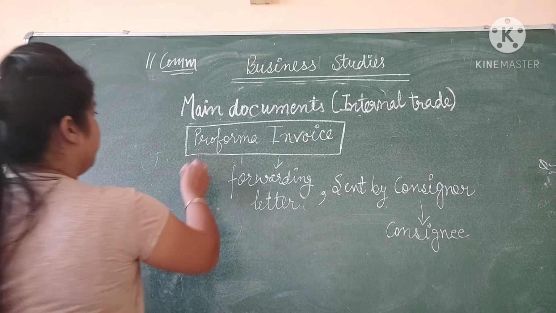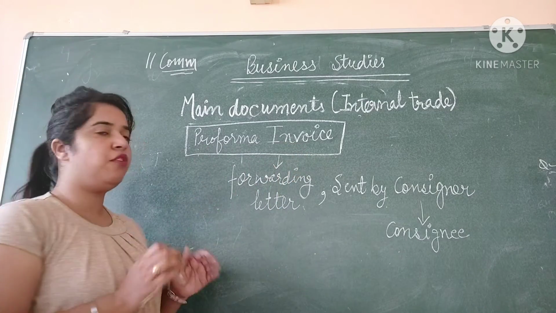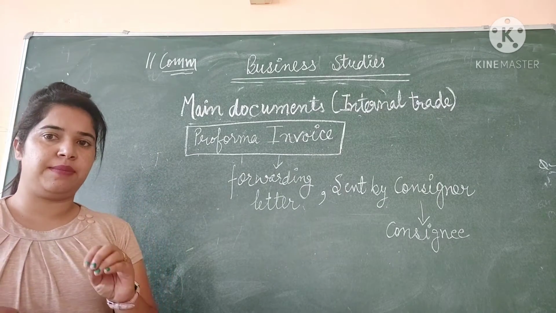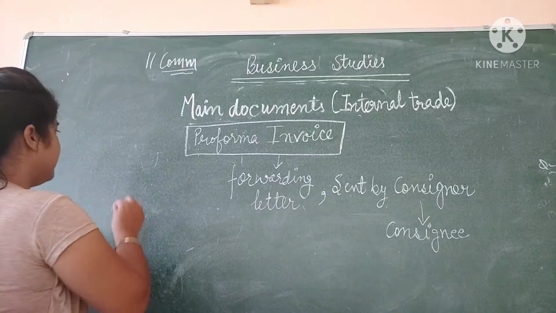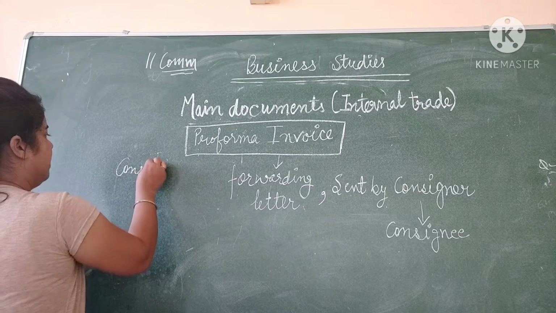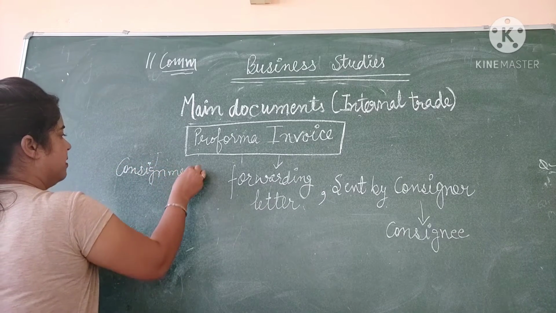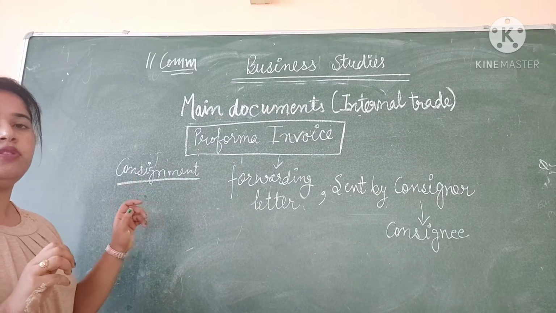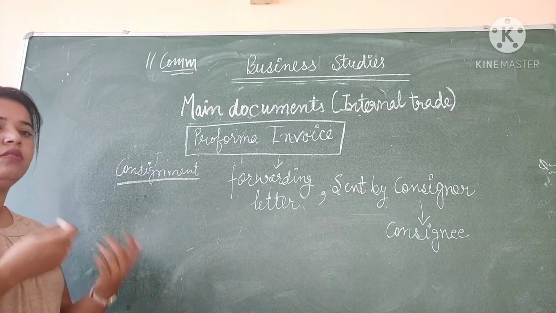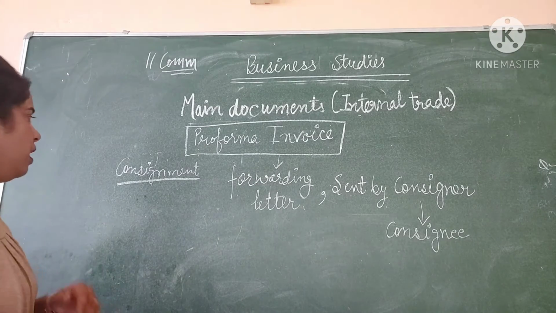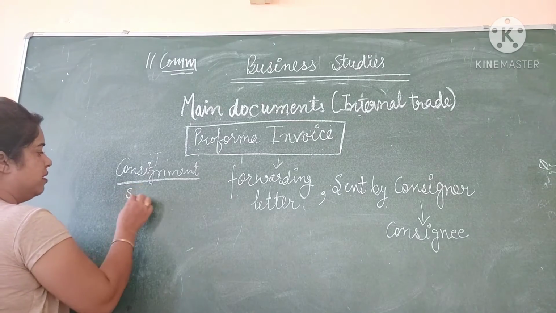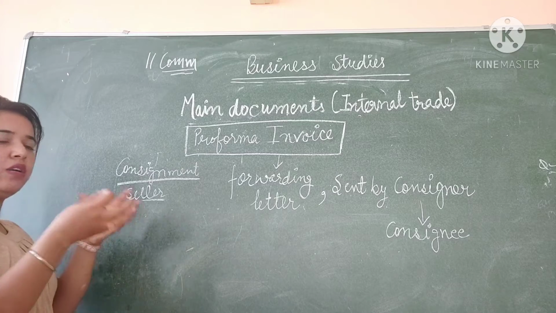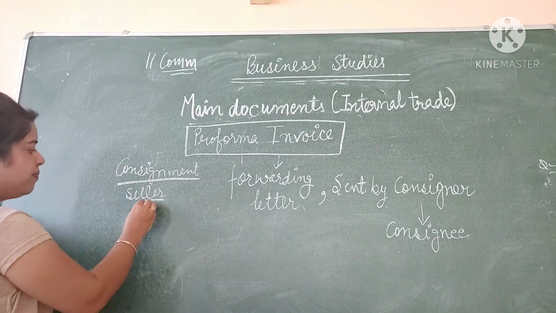Next is the performa invoice. Performa invoice is a document which is used under consignment. What is consignment? Consignment is a type of business. This is the method used by the seller to send the goods or to sell the goods to the buyer. How? Under consignment, seller sent the consignment or packed goods, which is known as consignment.